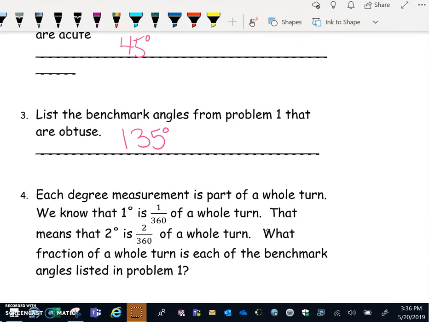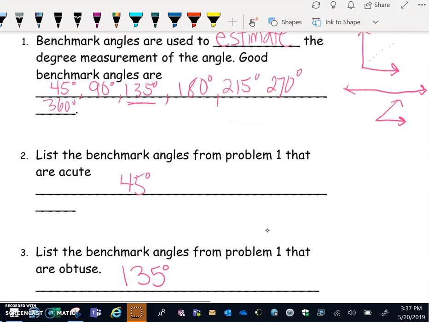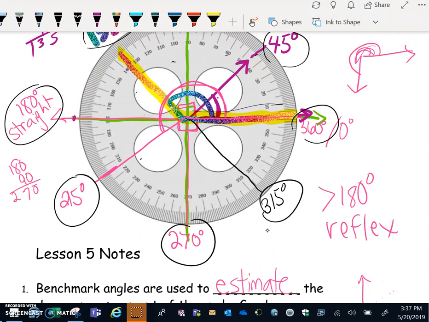Then it says that each degree is really part of a whole turn. We know that 1 degree is 1 out of the 360th of the whole turn. That means 2 degrees is 2 out of the 360th. So in this circle, if I did cut it into a fraction, I'm going to erase this line so you can see it. Here's one piece. If I counted each little section around here, there would be 360. So 1 out of 360 is indeed this fraction.